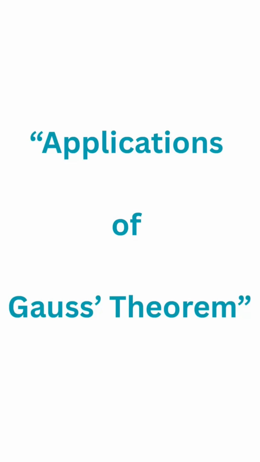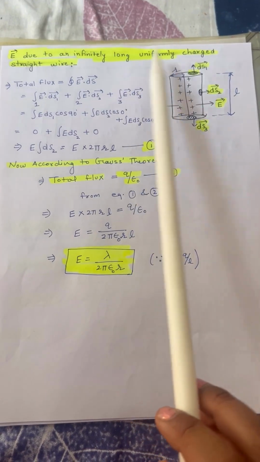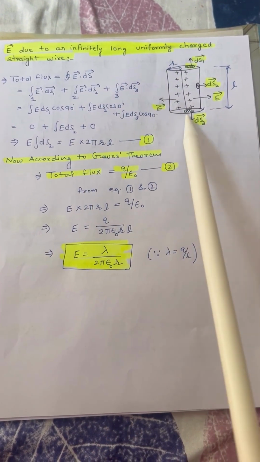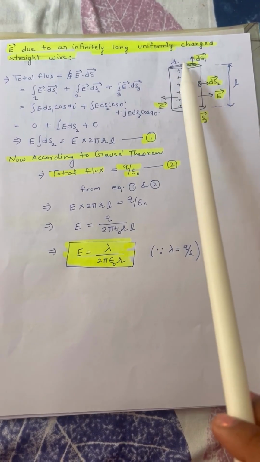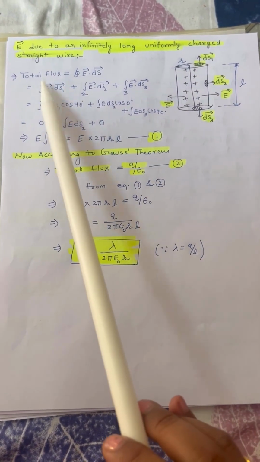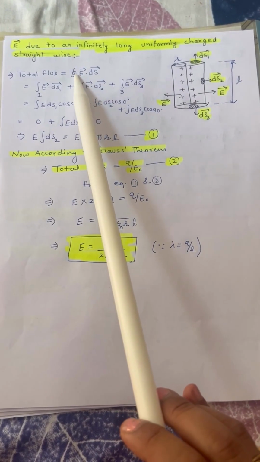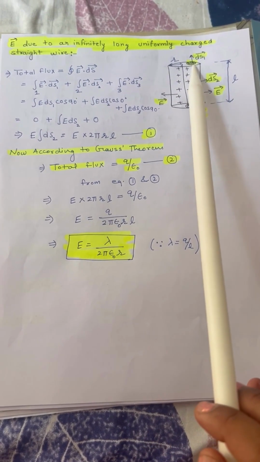Hello everyone, let's learn about the applications of Gauss theorem. The first application is to find the electric field due to a continuous charge distribution on a straight conductor, a straight wire as shown. Here the Gaussian surface is cylindrical, which is around that wire and is taken in such a way so that we can find the total flux.